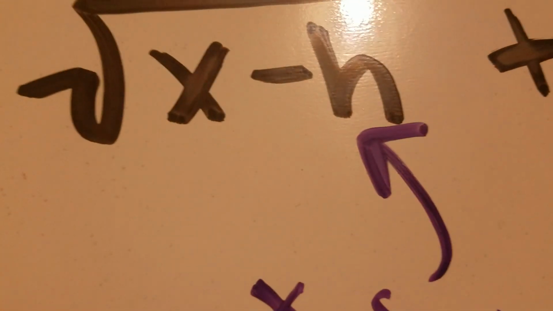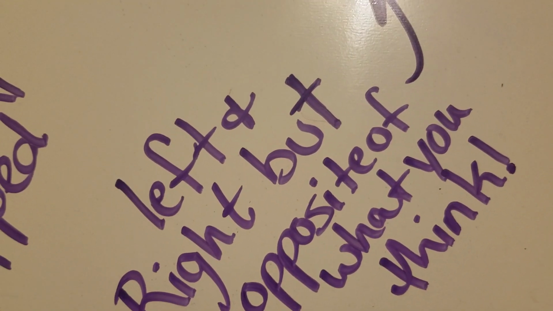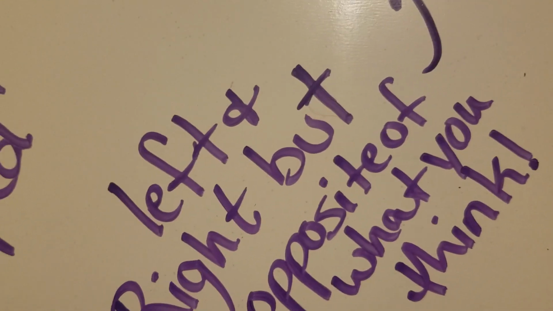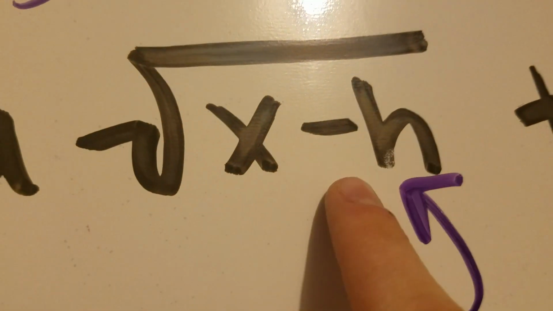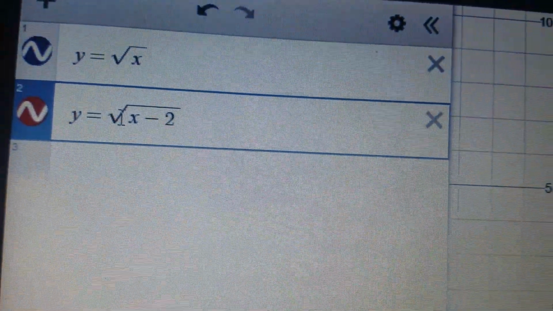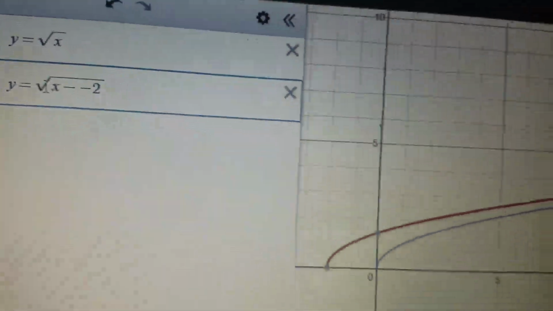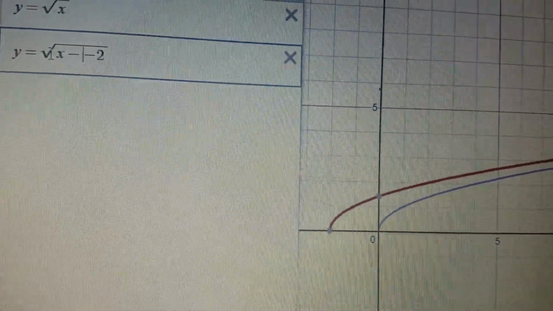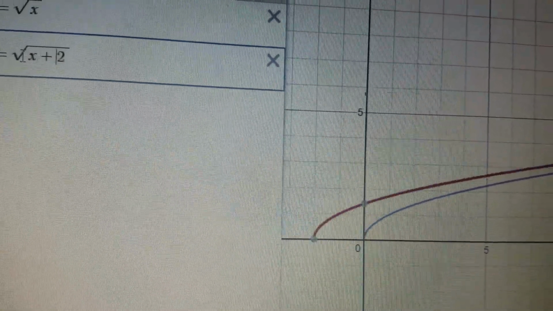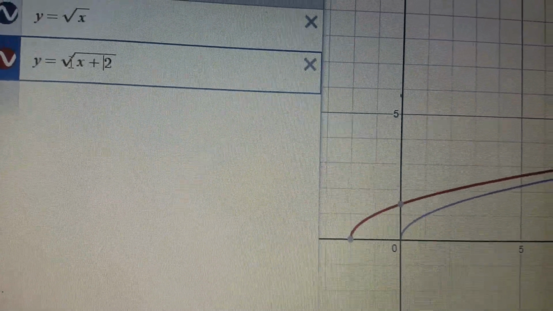So it turns out H is going to move the graph left and right, but it's going to be opposite of what you think. If I had said +2, I would have thought that it was going to move right 2. The reason is that the original equation has this -h. So when you plug in a -2, what it sees is a double negative. That's why it becomes +2, because a double negative is a positive, and that's why it moves left.